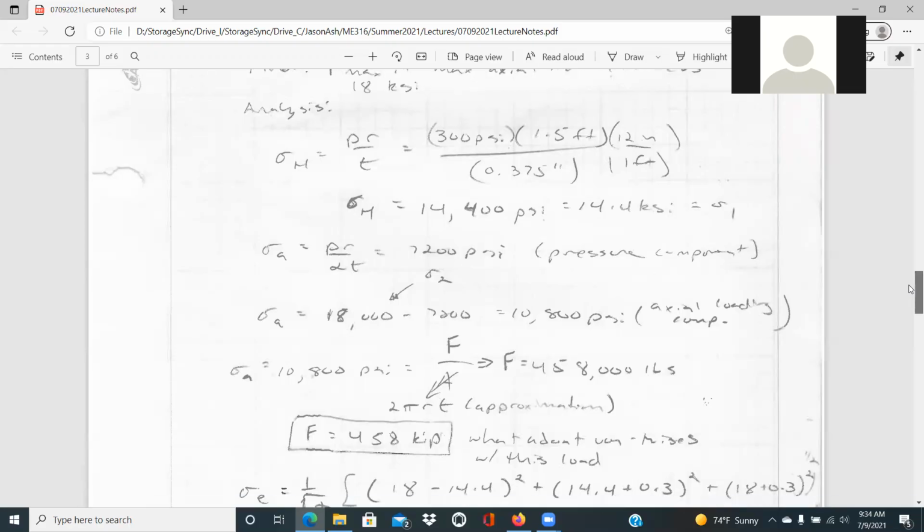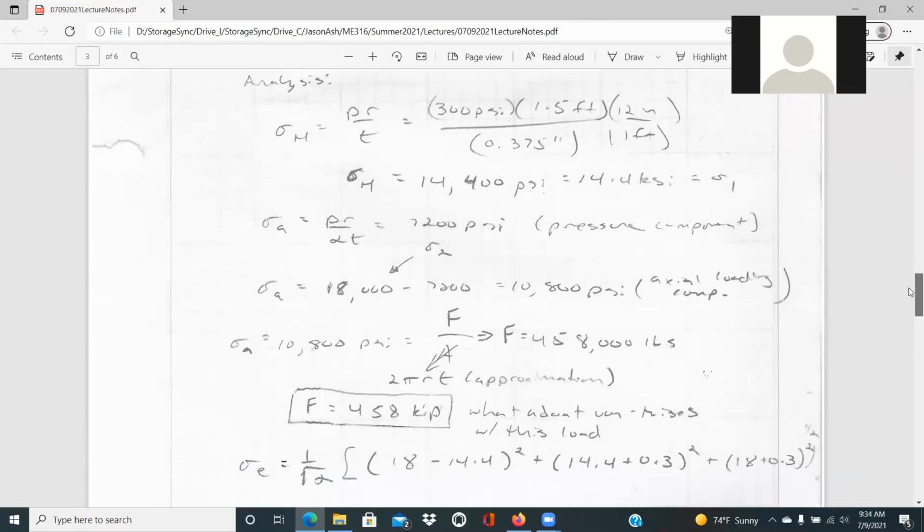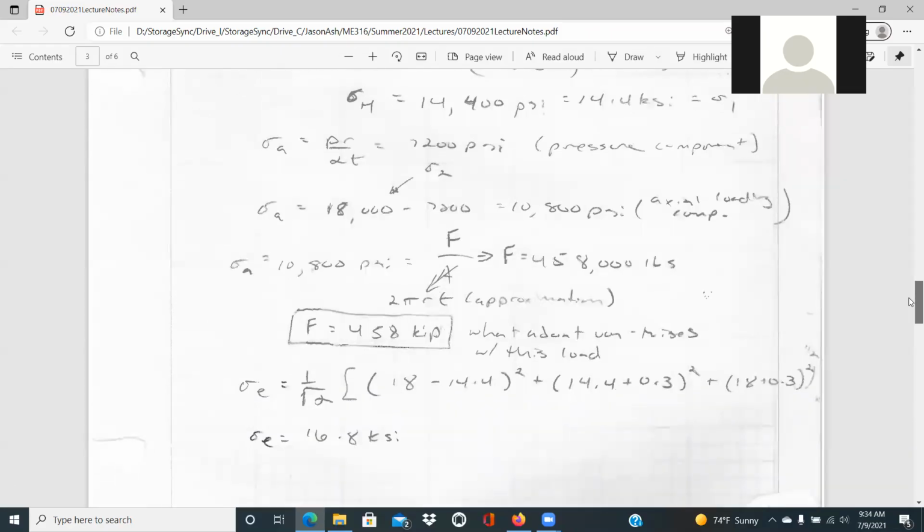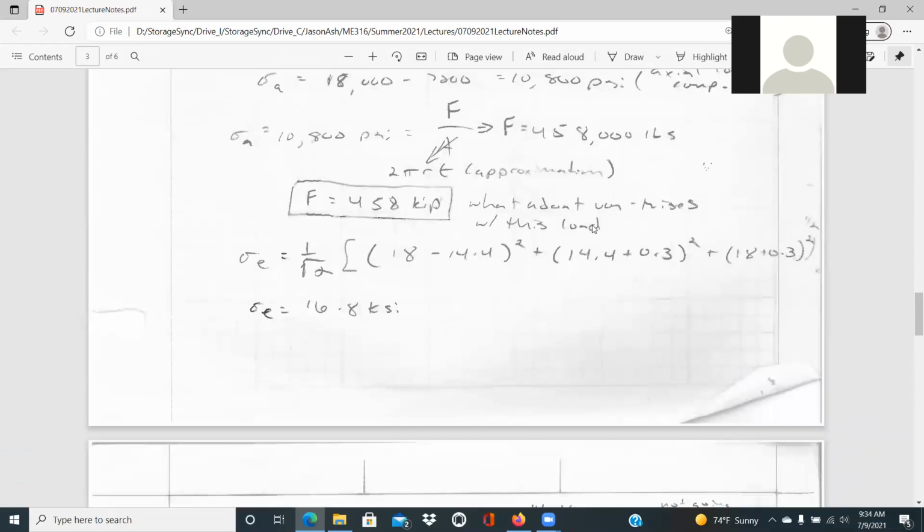The interesting thing is both of those, hoop stress and axial stress, are tensile type stresses. And so you're looking at that biaxial strengthening area, where the von Mises failure envelope goes a little bit out from the maximum normal stress theory. And so what about von Mises with this load?